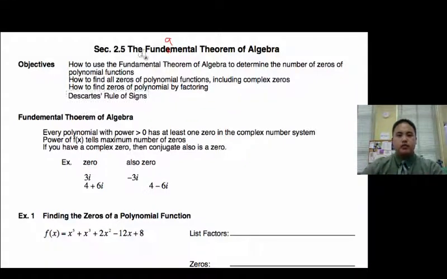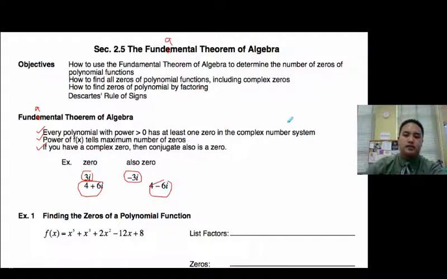The fundamental theorem of algebra is quite complicated, but it's actually simpler than it sounds. It says every polynomial with a power greater than 0 has at least one zero in the complex number system. The power of x tells the maximum number of zeros, and if you have a complex zero, then the conjugate is also a zero. For example, if 3i is a zero, then negative 3i is also a zero. Or if 4 plus 6i is a zero, then 4 minus 6i is also a zero.